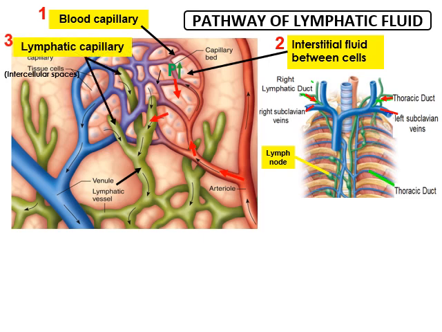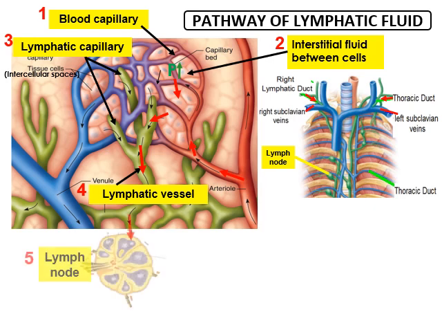From lymphatic capillaries, lymphatic fluid flows in one direction into lymphatic vessel. Valves in the lymphatic vessel prevent the backflow of lymphatic fluid into lymphatic capillaries. Lymphatic fluid then enters the lymphatic nodes where it is filtered and flows out into lymphatic vessel.